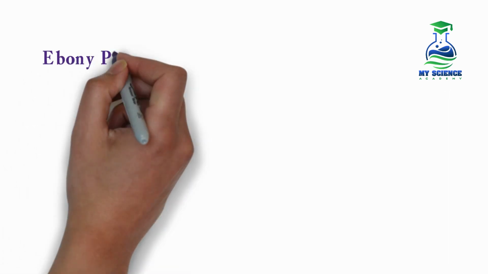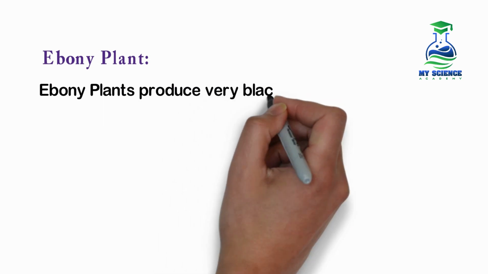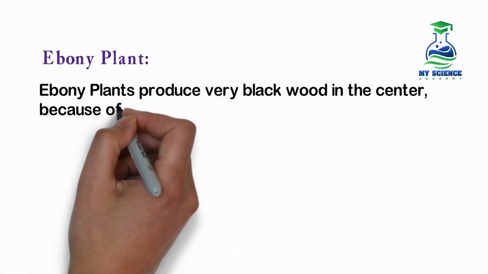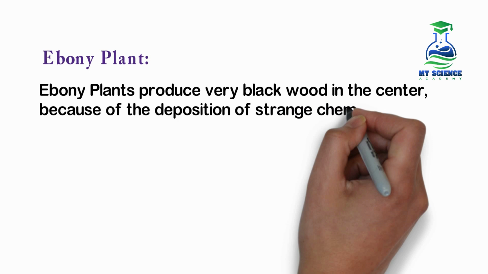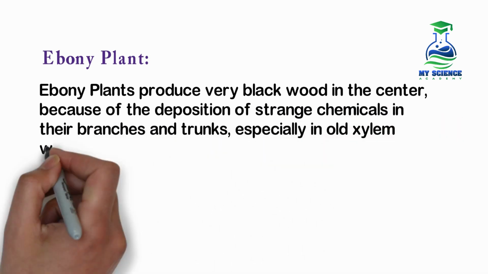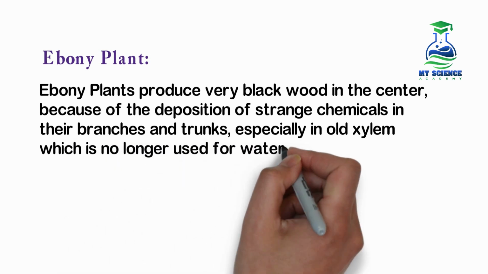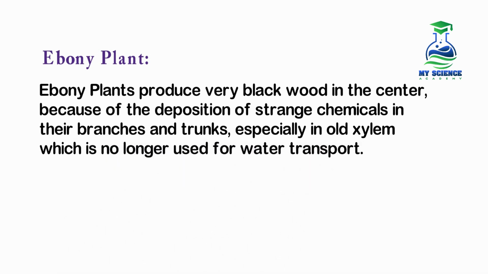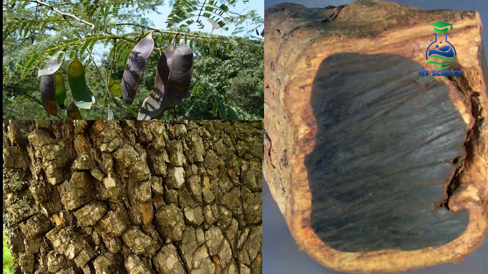Then there is the example of the ebony plant. Ebony plants produce very black wood in the center because of the deposition of strange chemicals in their branches and trunks, especially in old xylem which is no longer used for water transport. Here in this diagram you can see the trunk of the ebony plant. There is a deposition of chemicals inside the trunk that looks black in color, and that is in the dead tissue, especially the dead xylem.